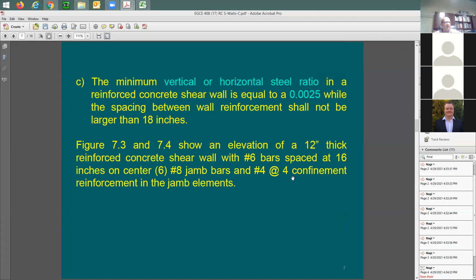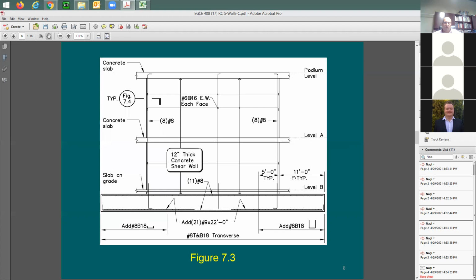I have here some examples for you for an actual shear wall from a building to a parking structure. So you have here 2 concrete slabs, you have 2 levels. This is going to be the podium level, like the concrete slab on the top, and then you have parking level A, and then parking B is going to be on the grade at the bottom, all the way at the bottom.